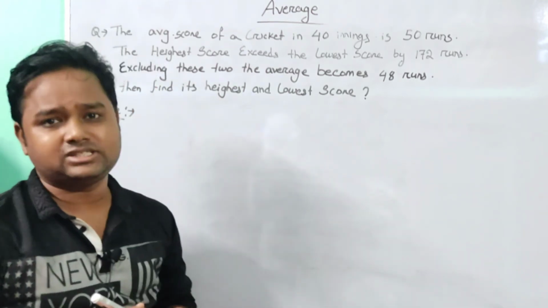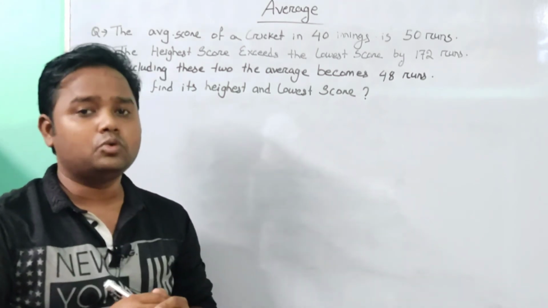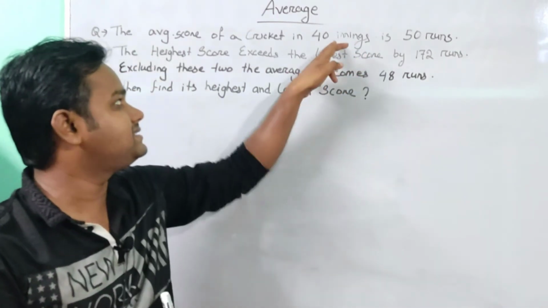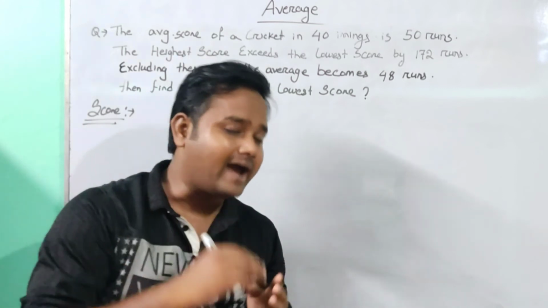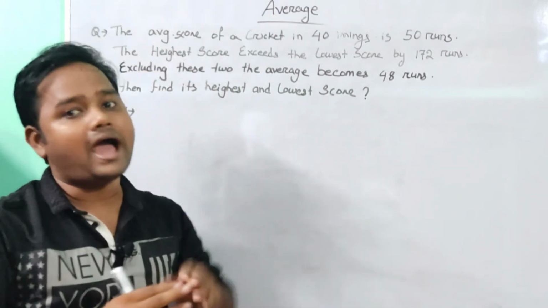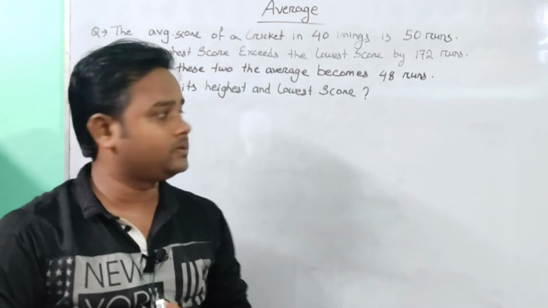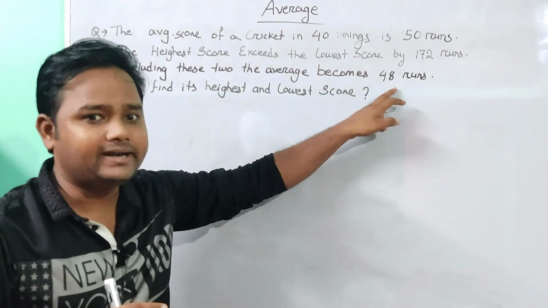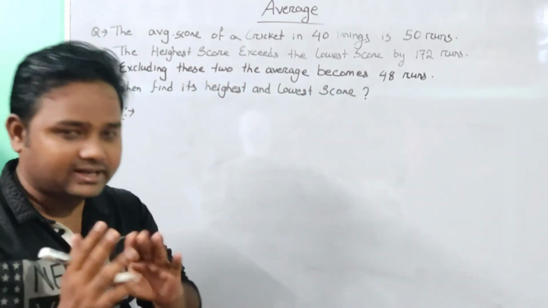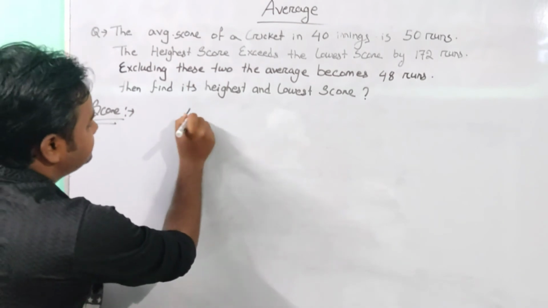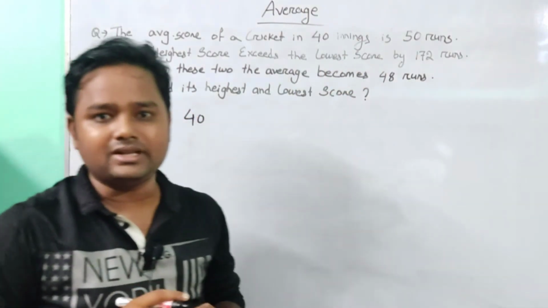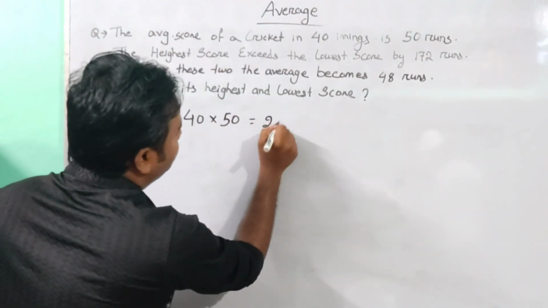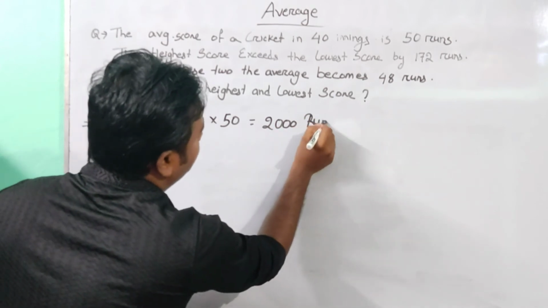In this question, there is a cricketer who has played 40 innings. The average score of the 40 innings is given, which is 50 runs, and the cricketer has a high score and a low score. Excluding these two scores, the average becomes 48 in 38 matches. That means the total matches are 40 and the average is 50 runs. So the total score will be 40 into 50, which is equal to 2000 runs.